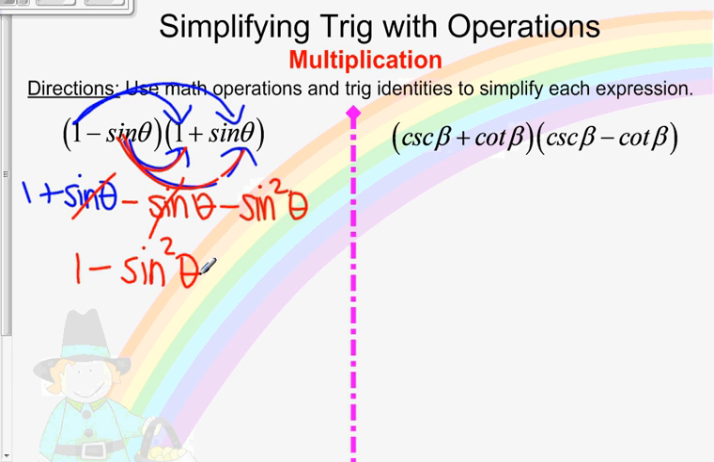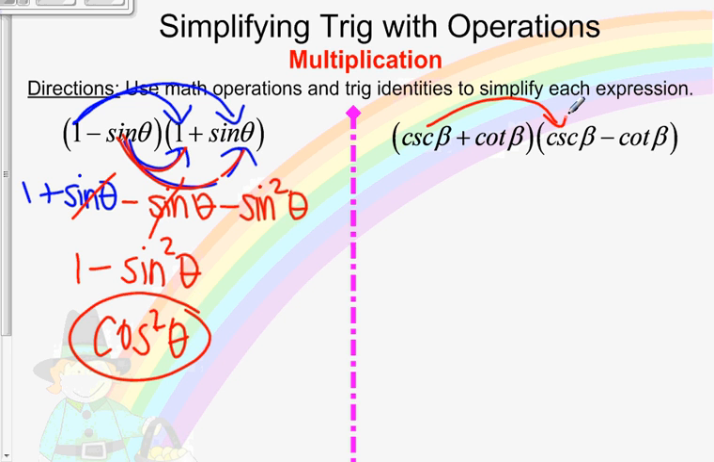Now, 1 minus sine squared of theta, if you do recall, is one of our Pythagorean identities. So that's just going to equal cosine squared of theta. All right. Don't let beta over there confuse you. It's just another Greek letter. But you're still going to do the same process we did over here.